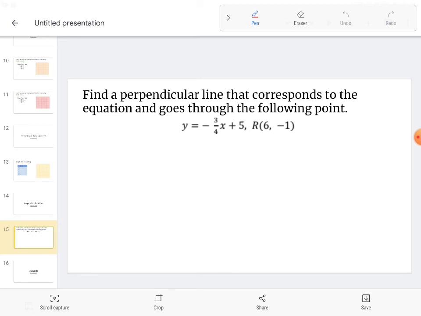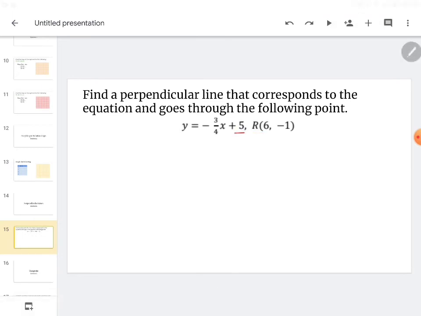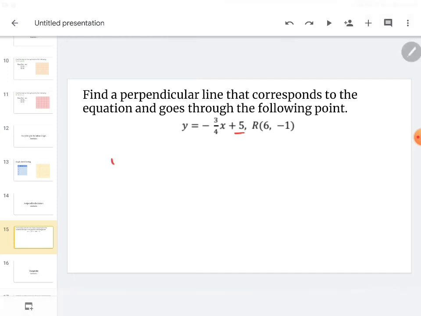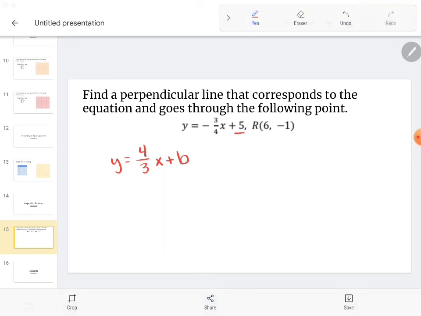So what we're going to do, we are going to pretend like our 5 isn't there. We're just going to flip our -3/4, and we're going to change the sign from negative to positive, since it's going to be the complete opposite. So we're going to start out, we have our y equals 4/3 x plus, and we're just going to put a b instead of 5 just to fill in that space.